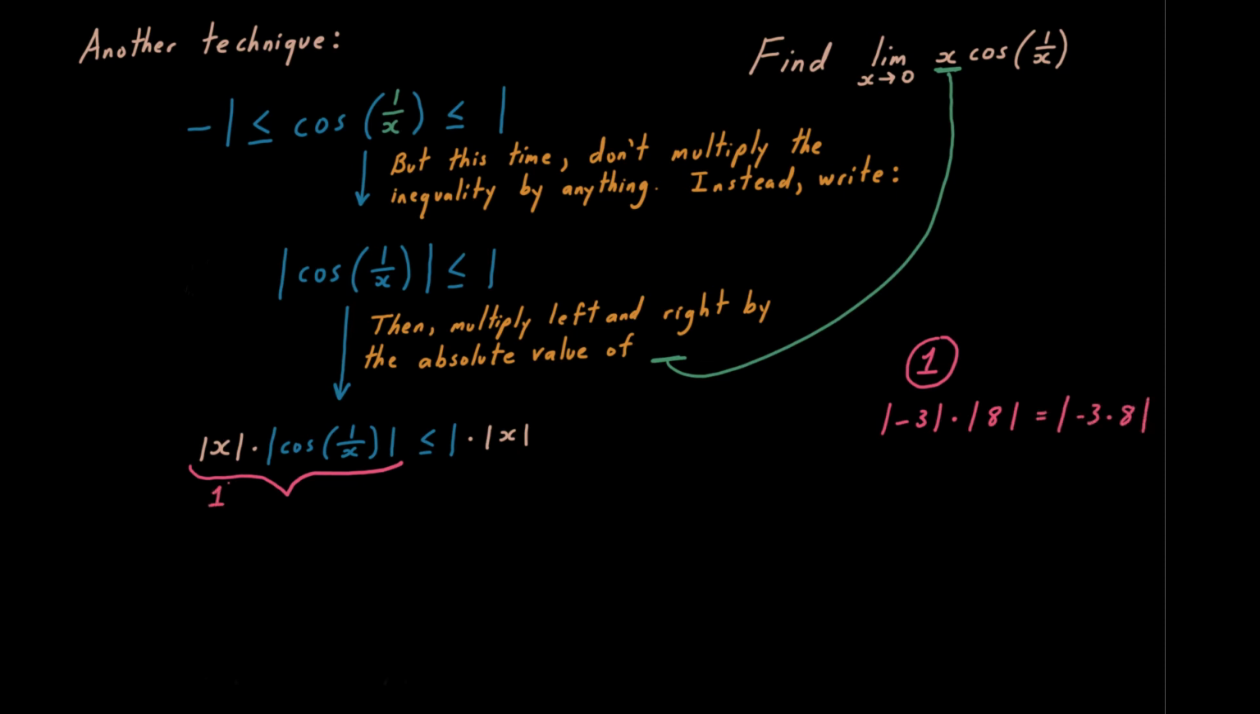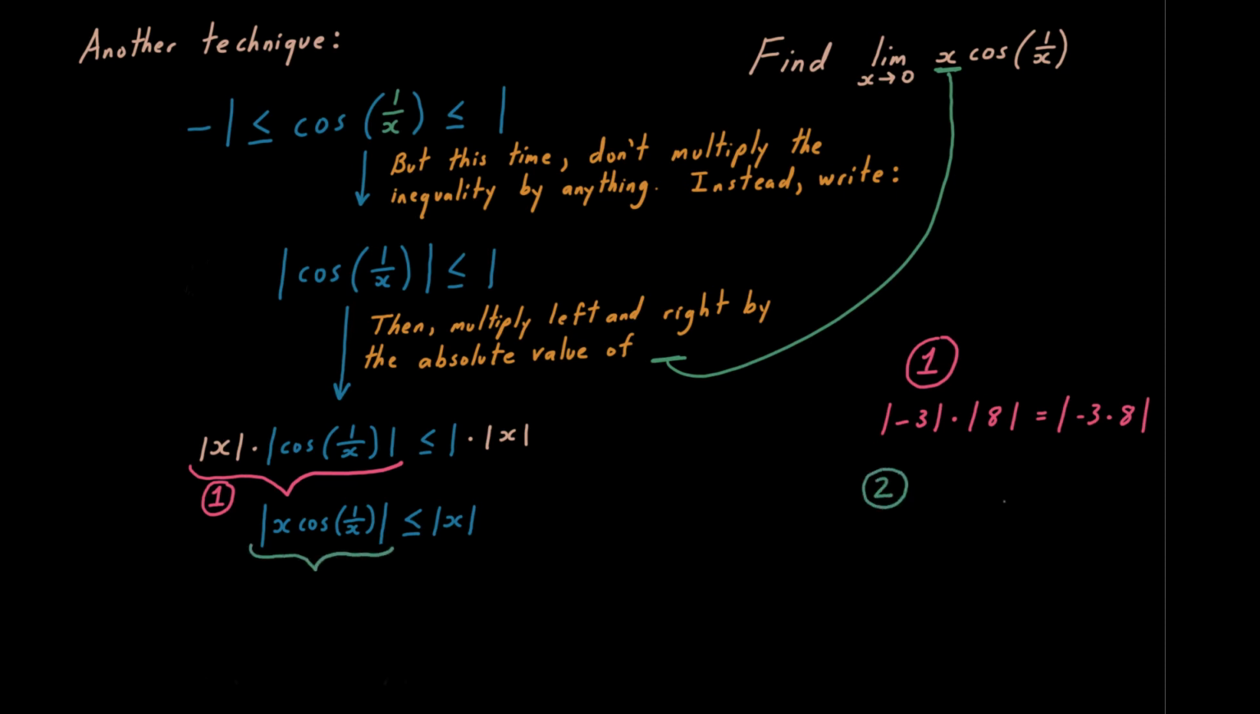Absolute value of -3 times the absolute value of 8 is the same thing as the absolute value of -3 times 8. Applying the same principle here, even though it looks much nastier, that entire left side reduces to the absolute value of x times cosine of 1 over x. Right side is absolute value of x.